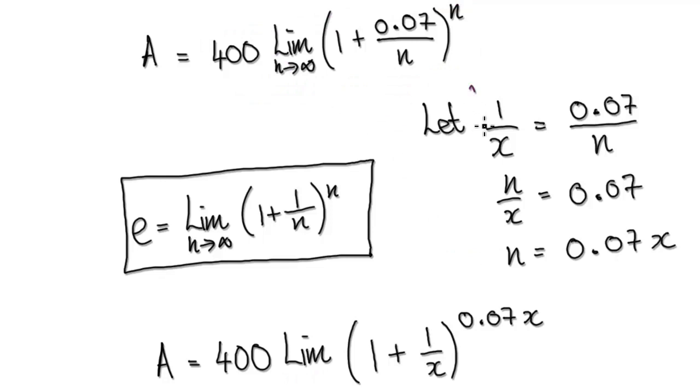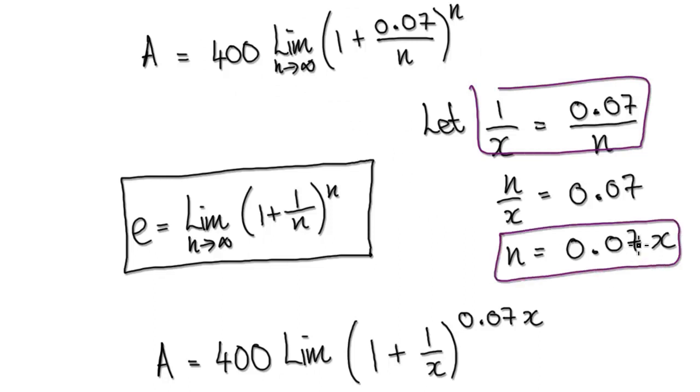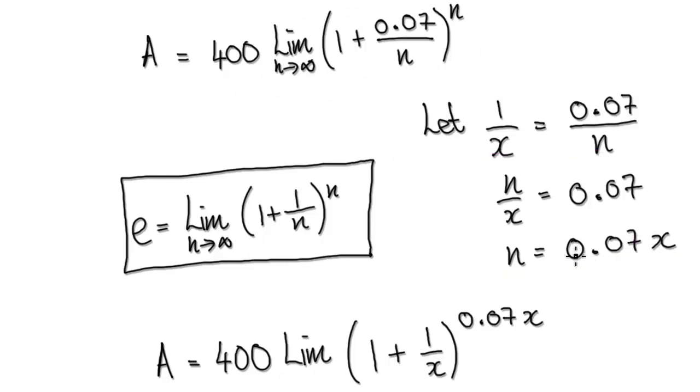Well, going back to here, we want to know what happens to x. So let's make x the subject. Let's divide both sides by 0.07. Now that will give us x is equal to this thing here.